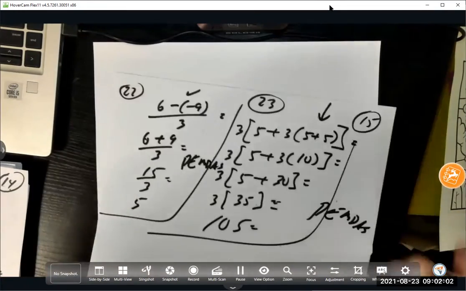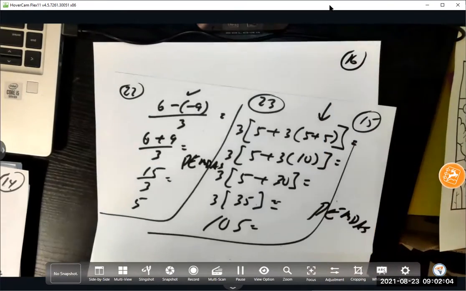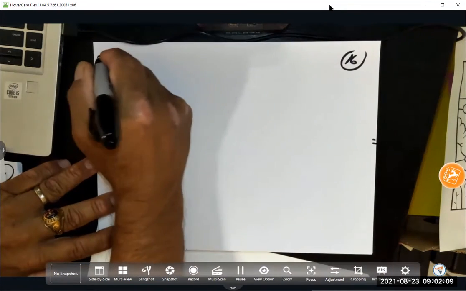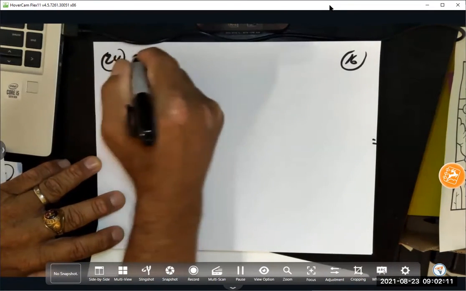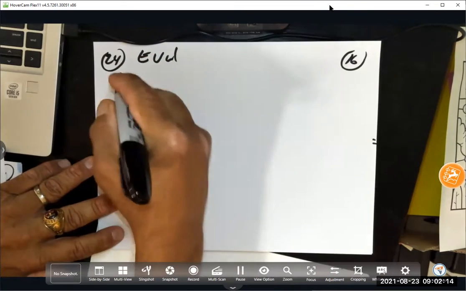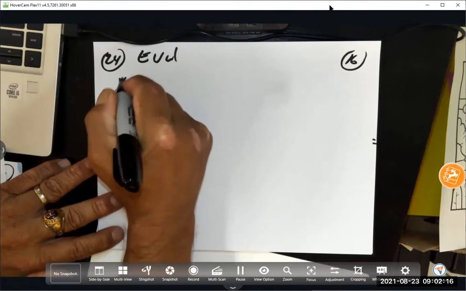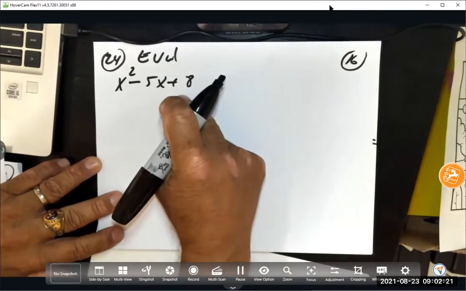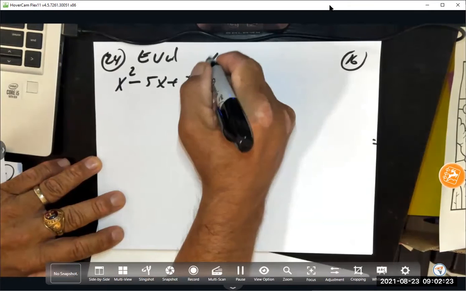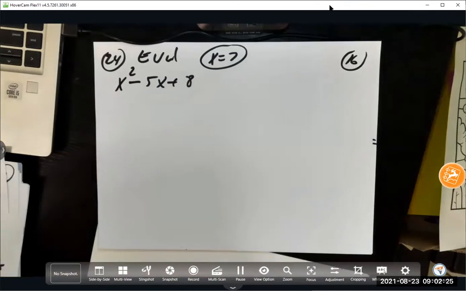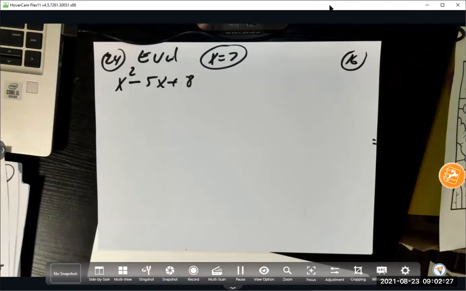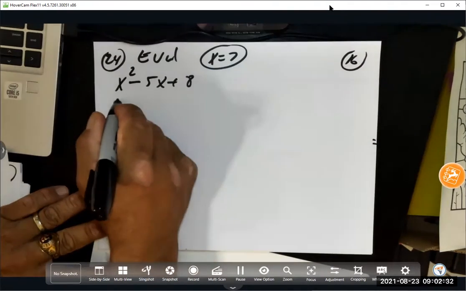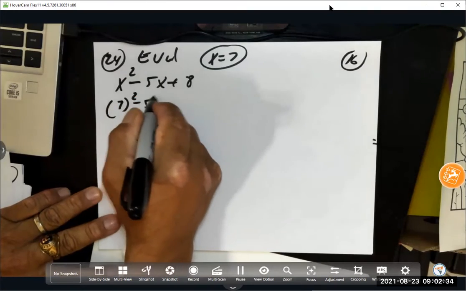All right, this one is going to say evaluate. Let's see, what number is it? 24. It says evaluate. Make up something here. X squared minus 5x plus 8. So they're going to give you a formula, and they're going to give you a number to say, all right, what if x is 7? Work it out. So where there's an x, you're going to have to put in what number? 7, exactly.